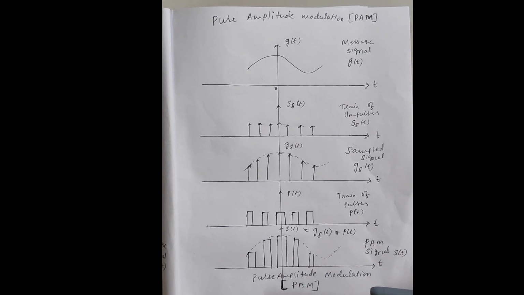What is the advantage of pulse amplitude modulation? It is a base for all digital modulation. That is the advantage, and the disadvantage is that it is more sensitive to noise. Where are we using pulse amplitude modulation? Its application is in time division multiplexing. It is also used in pulse code modulation. In data communications it is used, and there are many more applications of pulse amplitude modulation.